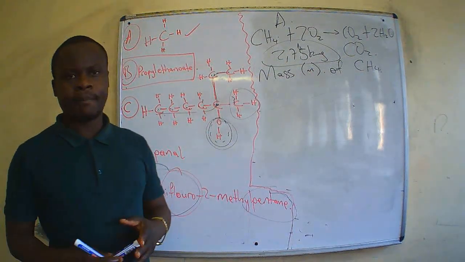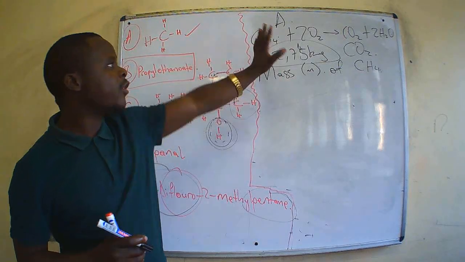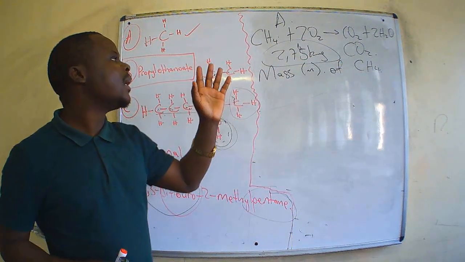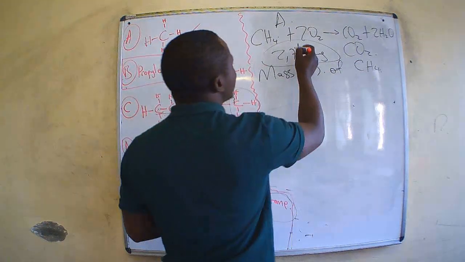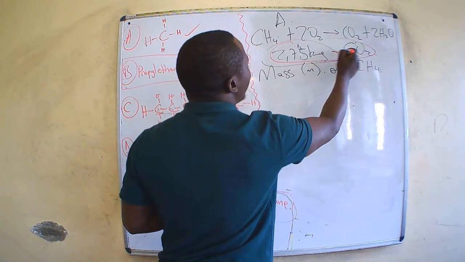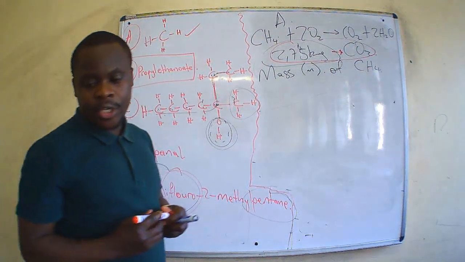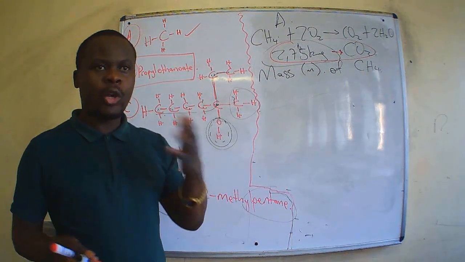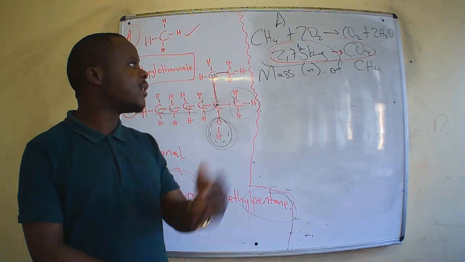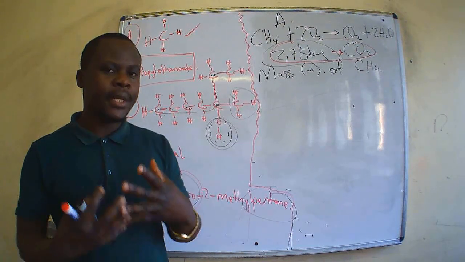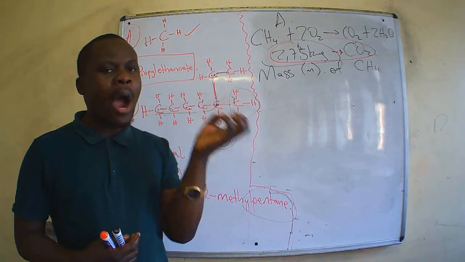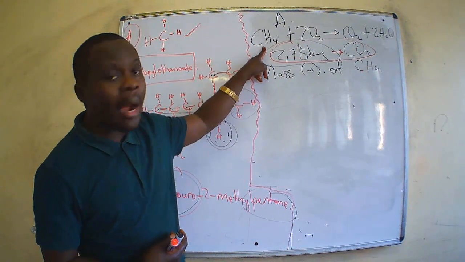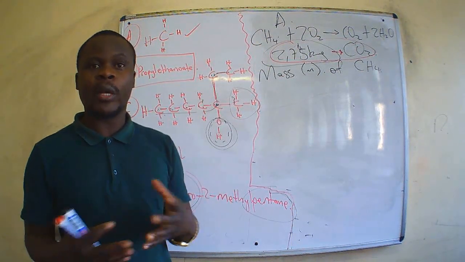So let us understand. Our information is like this. We have an equation, then at the same time, we are told that 2,75 kgs of CO2 is the product which has been formed. But the question is, it was formed by how many kgs of our alkane, which is methane? So we want to determine that.